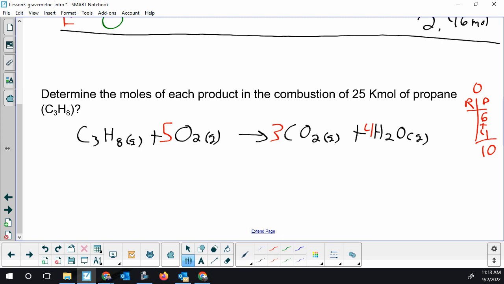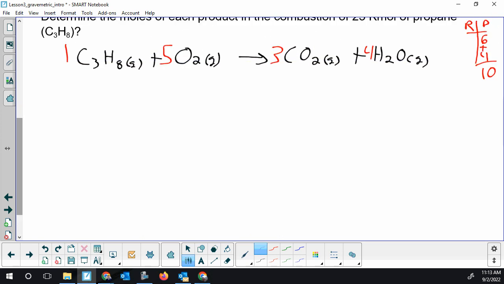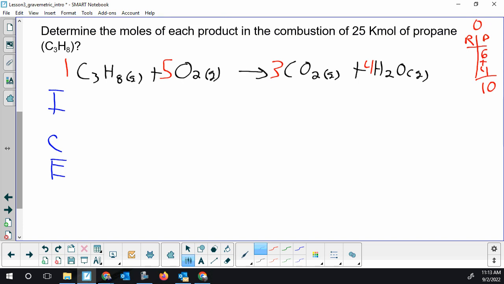And then we're doing stoichiometry. We're going to be doing ratio. So I'm going to stick that 1 in because we're probably going to need it in the required over given. I'm going to use my initial change end value ice table as an organizational tool. And now, what is the question? Determine the moles of each product. So step 1 is where we can start. We have 25,000 moles of propane.